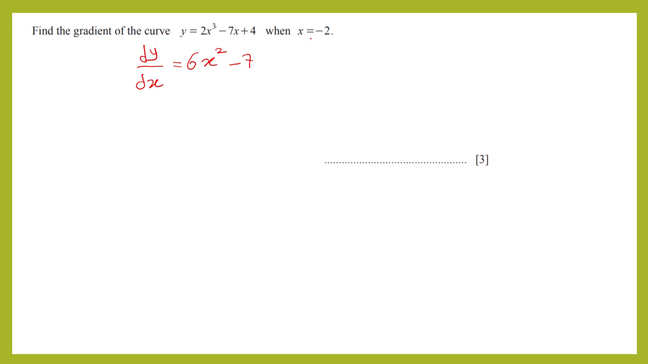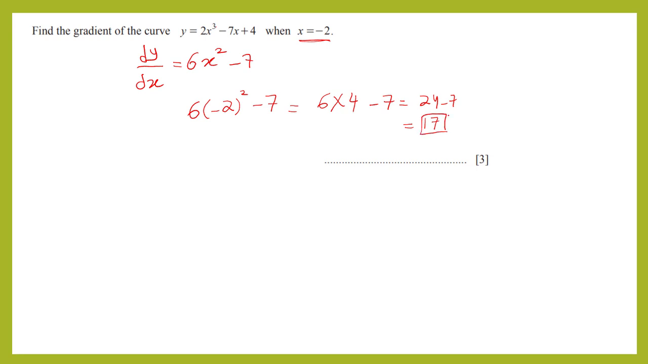So what you will do is replace each x by -2. It will be 6 multiplied by (-2) all squared, then minus 7. So it will be 6 multiplied by 4, then minus 7. So it's 24 minus 7, which at the end equals 17. So the gradient at this point is 17.